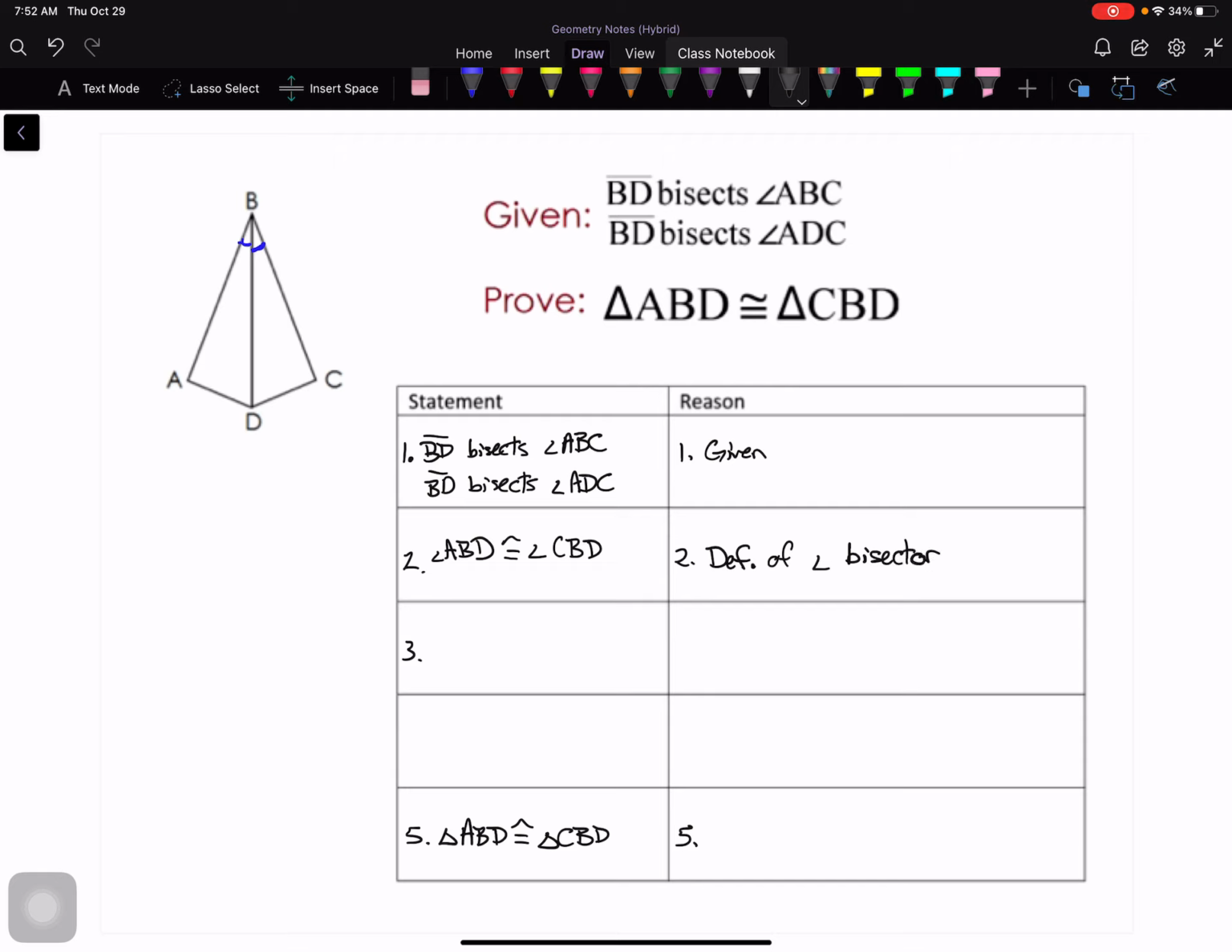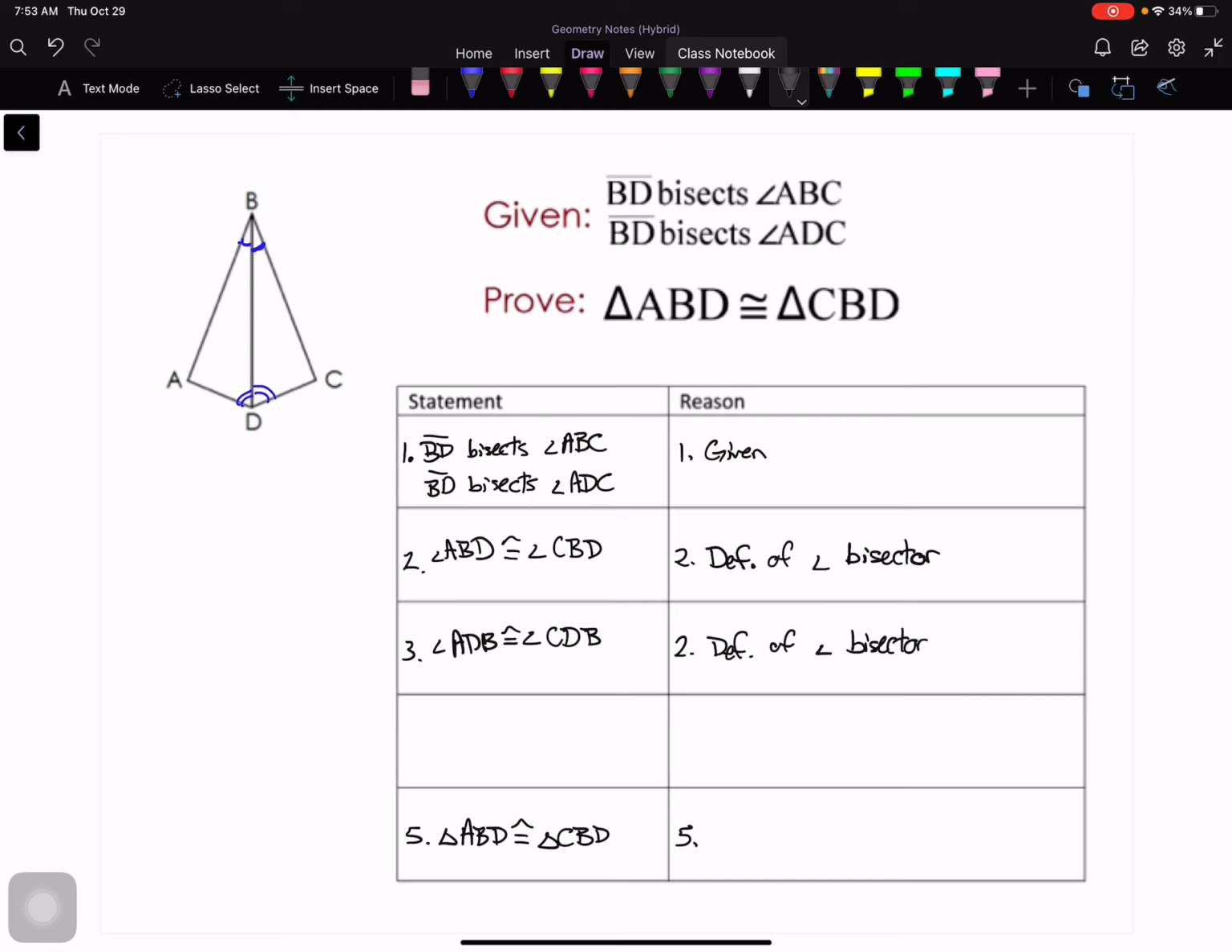That's just what an angle bisector does, it splits angles in half so that they're congruent. Similarly, BD also bisects angle ADC, so that means that this angle here and that angle there are congruent because that's what a bisector does. So step number 3 is going to look very similar, just a different angle. We're going to say angle ADB is congruent to angle CDB. And again, that's just the definition of an angle bisector. That's exactly what it's telling you.